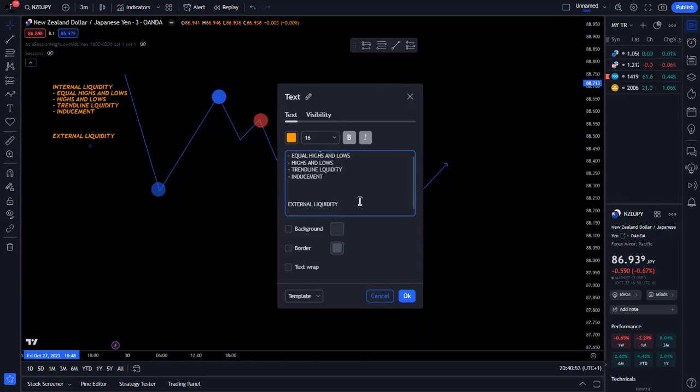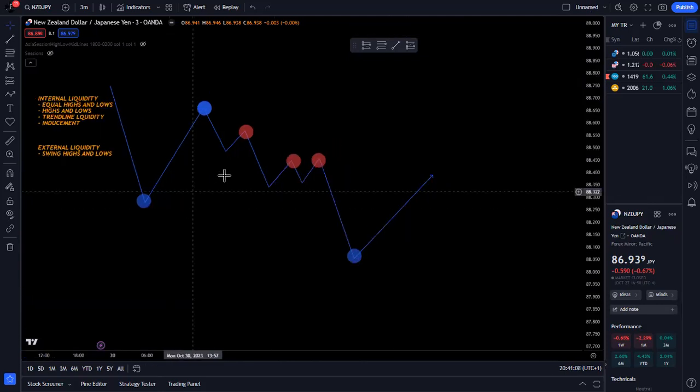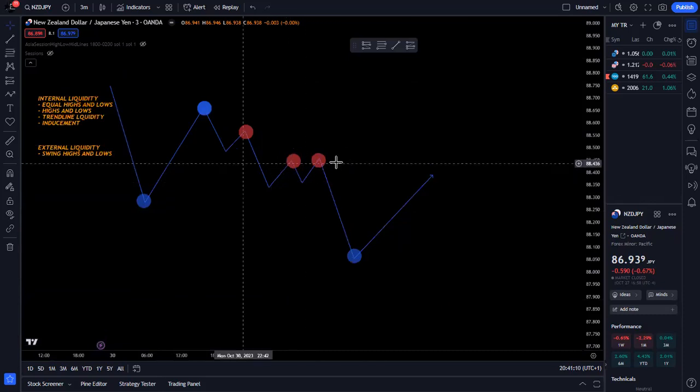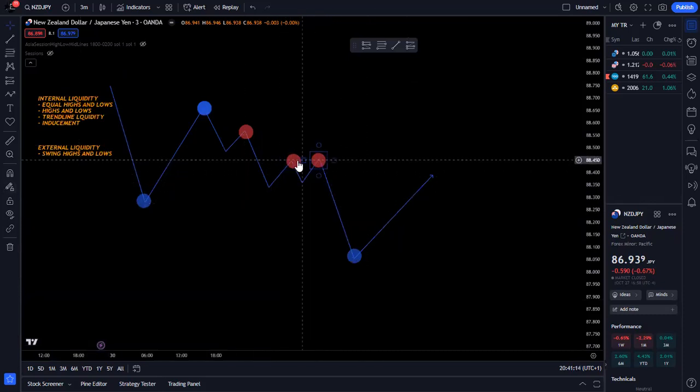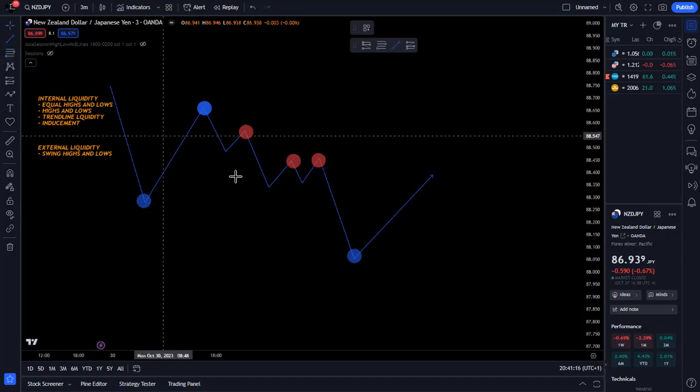Then when it comes to external liquidity, we basically just have swing highs and lows. Now I am going to explain this right here. Looking at this illustration I have on the screen, if you look at these highs, these are equal highs.